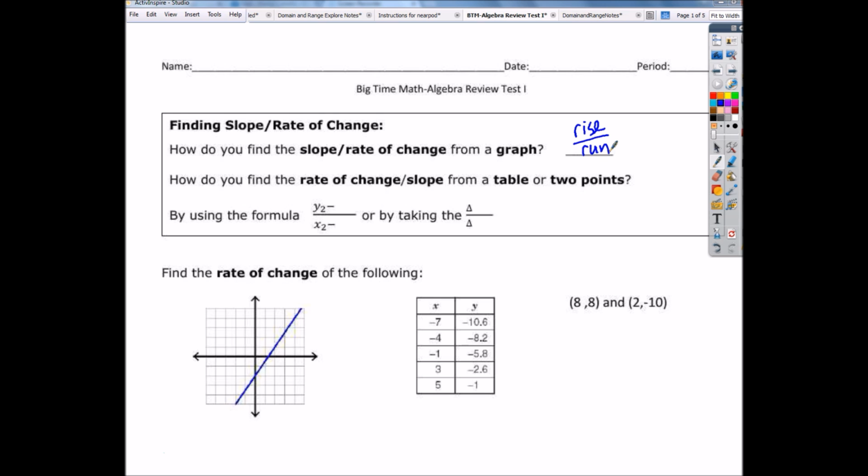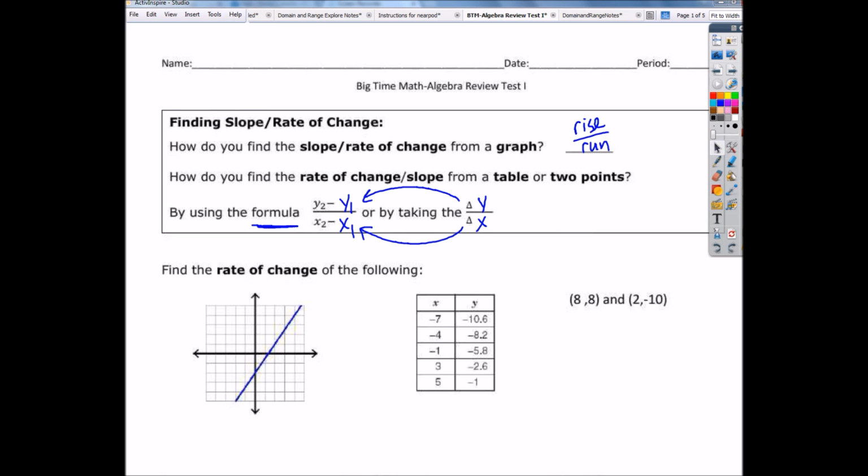So how do you find the rate of change or slope from a table or 2 points? You're going to be using this formula right here. So y2 minus y1 over x2 minus x1, or by just taking the change in y over the change in x. And the change of y is subtraction, the change of x is subtraction. Remember, the y's are always on top because you're rising up, and run is always on the bottom with the x's because you're going to the right.